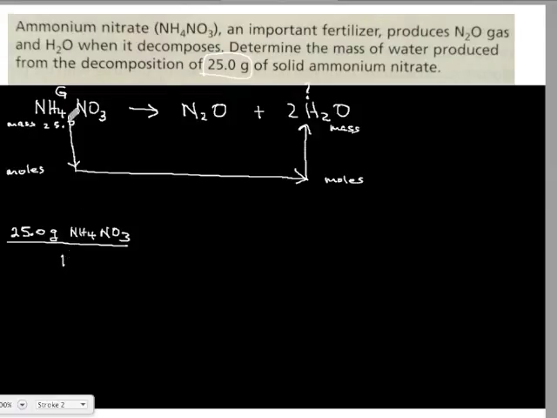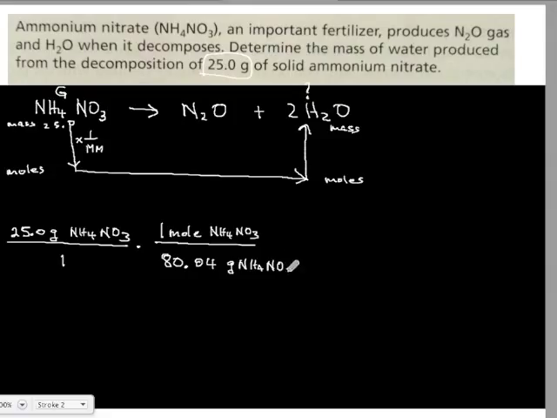And the next thing we're asked to do is to go down. Going down means 1 over the molar mass of ammonium nitrate. So we're going to have to multiply by 1 over the molar mass of ammonium nitrate, which is 1 mole of ammonium nitrate over 80.04 grams of ammonium nitrate.